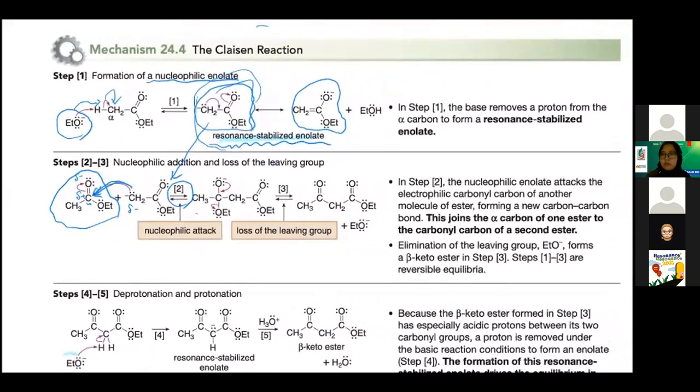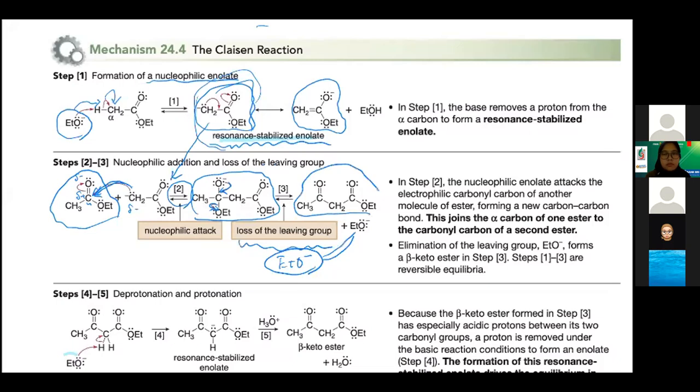Next, the electron here goes back to this carbon, and the ester alkoxide is removed. This is the ethoxide, the loss of the leaving group. It means the leaving group is here: the ethoxide group is the leaving group, and the beta keto ester is formed.